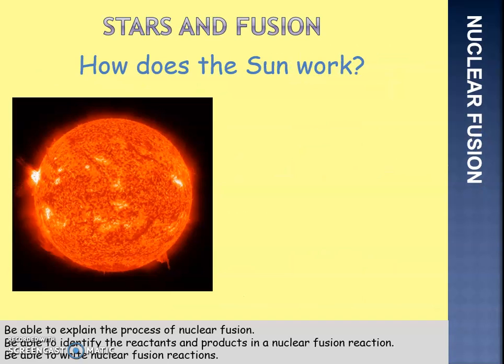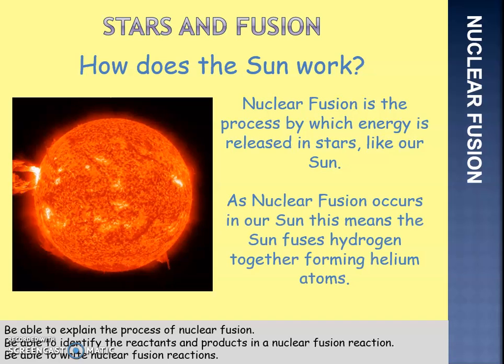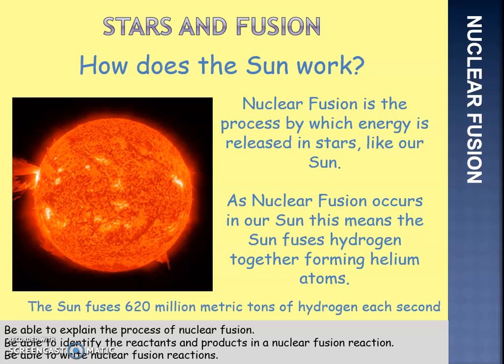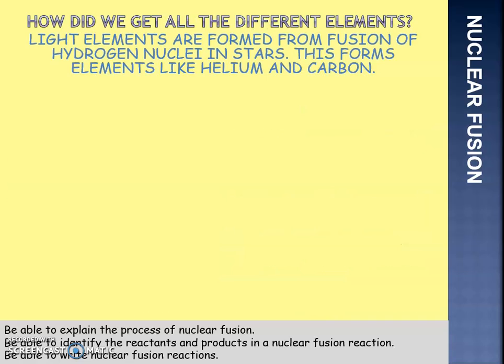So how does the sun work? Nuclear fusion is the process by which energy is released in stars like our sun. So as nuclear fusion occurs in our sun, this means the sun fuses hydrogen together to form helium atoms. The sun fuses 620 million metric tons of hydrogen every single second. Our sun is huge. So how do we get all of the different elements?